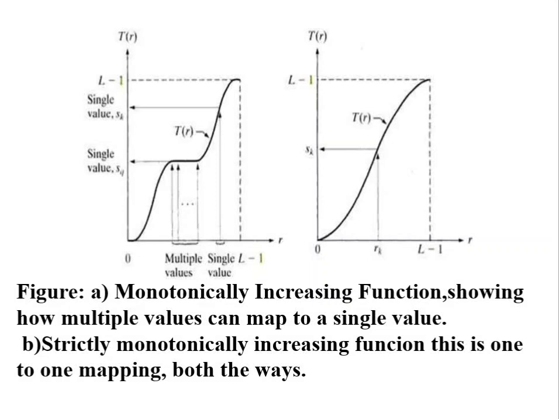This would be possible for the inverse mapping of SK in figure A, but the inverse mapping of SQ is a range of values, which of course prevents us in a general form from recovering the original values of R that result in SQ, as shown in figure B. Requiring that T of R be strictly monotonic guarantees that the inverse mapping will be single valued, that is, the mapping is one-to-one in both directions.